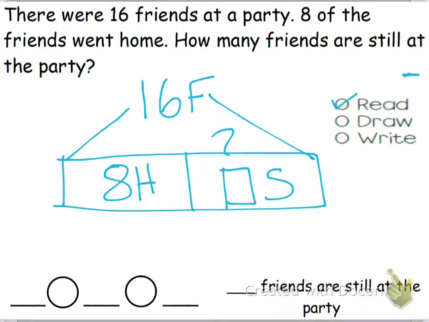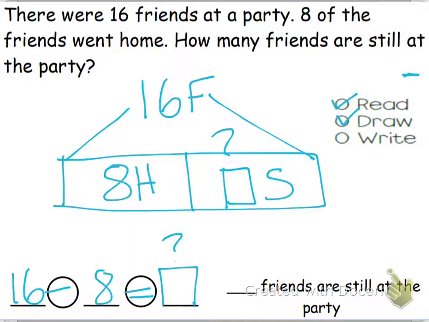Now we know we read it. We just drew some in our tape diagram. So now let's do our number sentence. Well, we know our subtraction number sentence is our whole, which is 16, minus our part that we're taking away, which is 8, equals the part which we don't know just yet. 16 minus 8 equals blank.